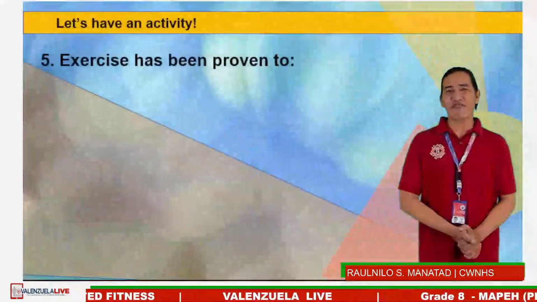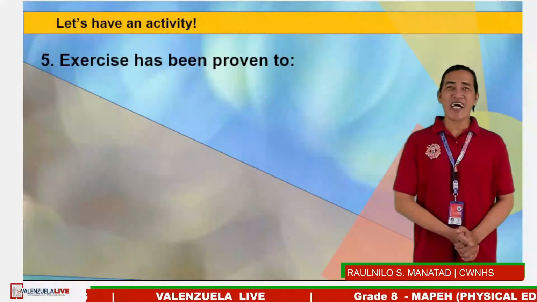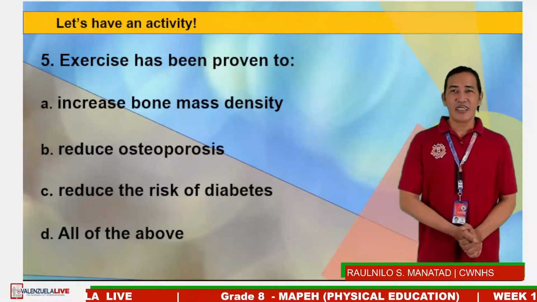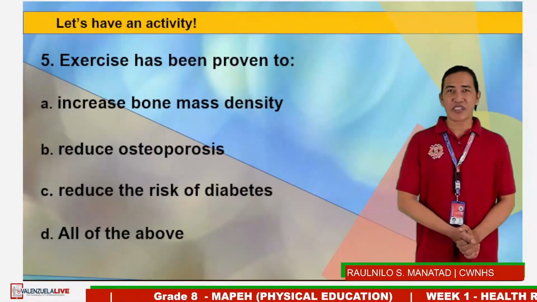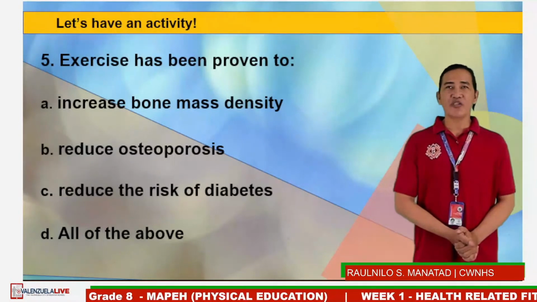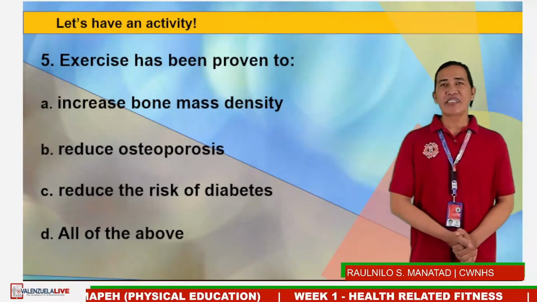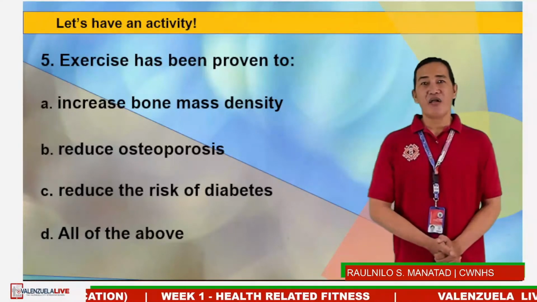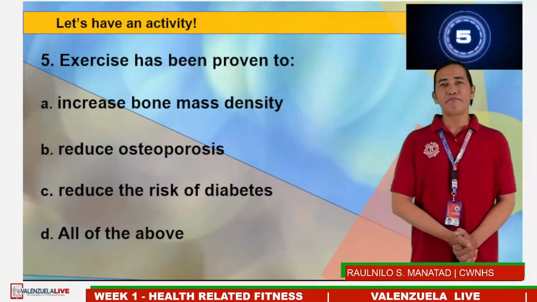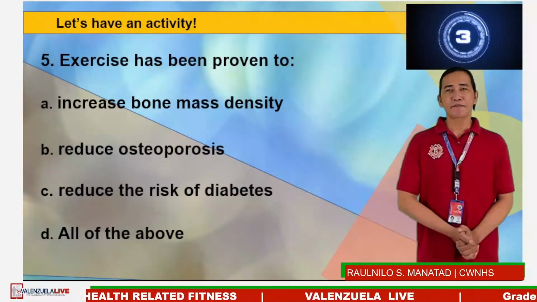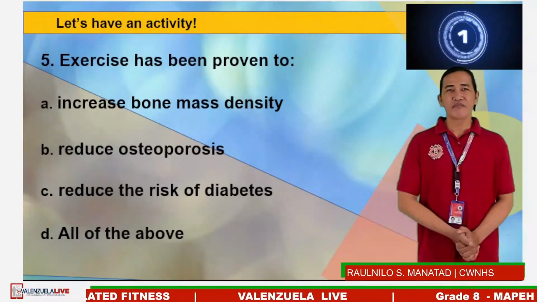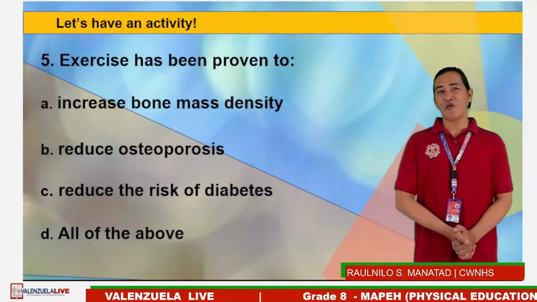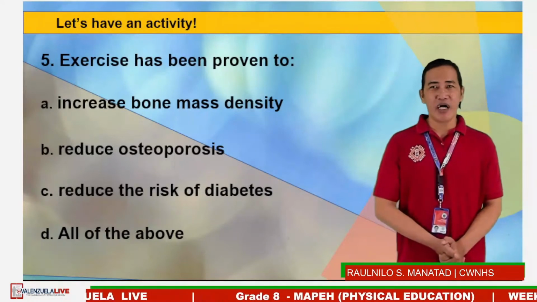Number 5. Exercise has been proven to A, increase bone mass. B, reduce osteoporosis. C, reduce the risk of diabetes. D, all of the above. Wonderful. It's D, all of the above.